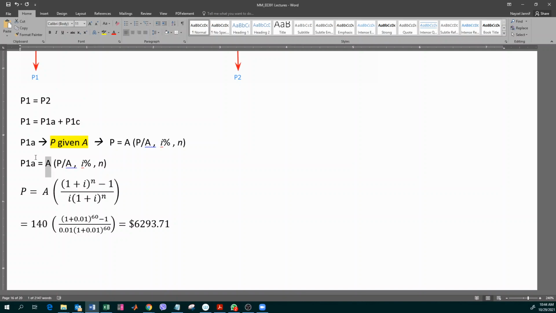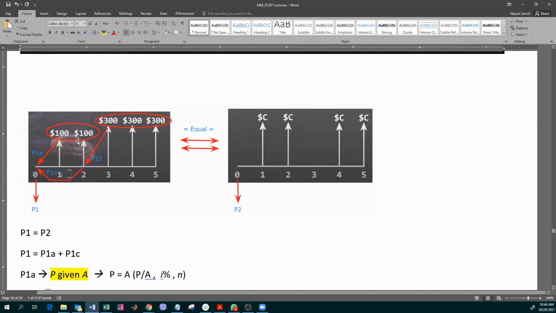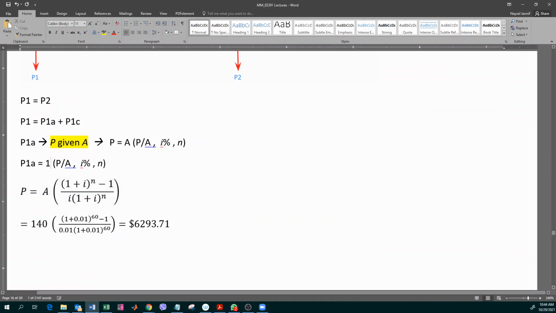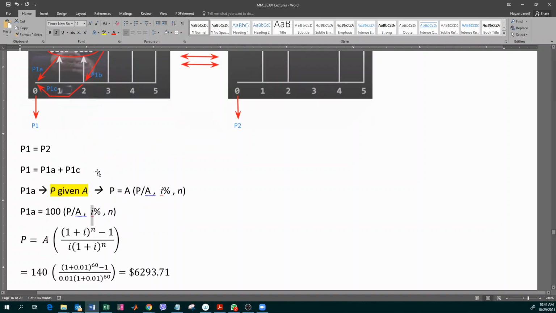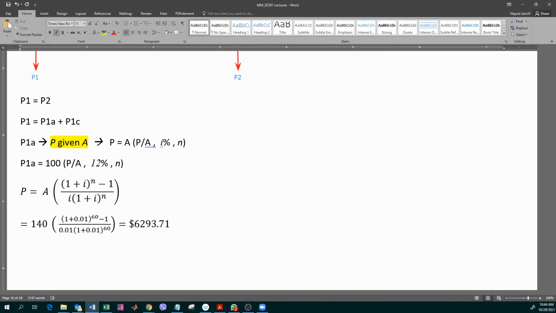Our A for those 2 years. Remember, this P1A comes from this first batch of two 100s. So that is 100. And what is our I over here? An I of 12%. And what is the N? This is the catch. N would be 2.